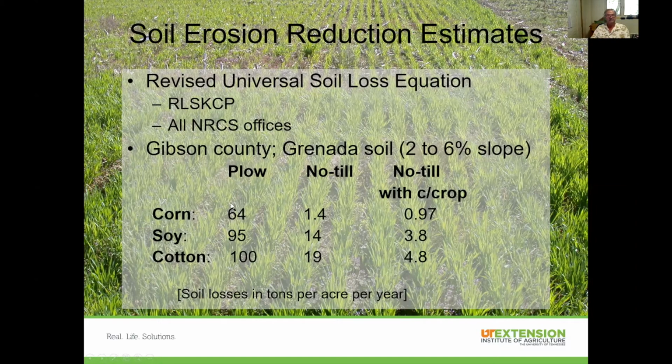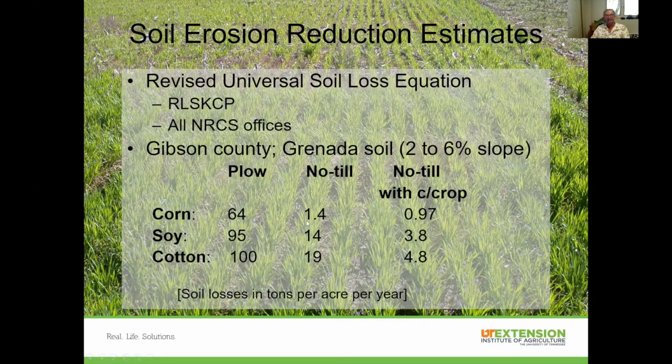Obviously, these types of soil losses are not sustainable, and through the adoption of no-till, we can greatly reduce soil losses. For corn, going from plowed to no-till, we reduce our losses from 64 tons to slightly under 2 tons, 1.4 tons. With the low-residue systems under soy and cotton, because we don't have much residue on the surface, our losses are still fairly significant. Soy under no-till, 14 tons per acre per year, and cotton, 19 tons.